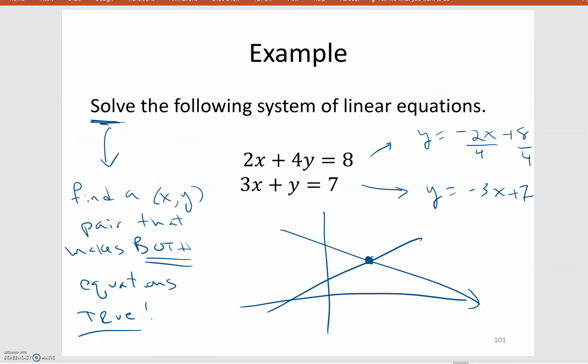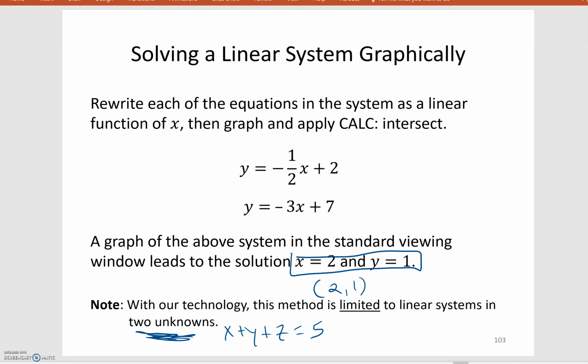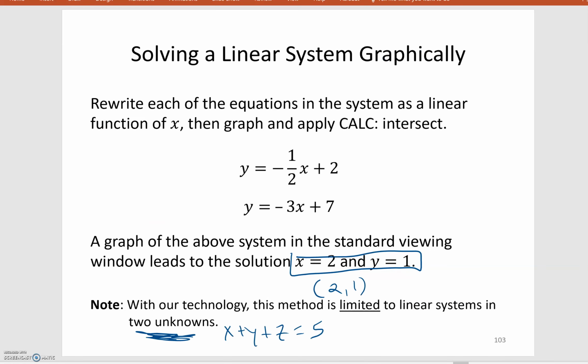Now remember, that was what we got right here when we solved, well, we didn't actually do it, but we talked about solving it graphically. It was 2, 1. So we've now solved it algebraically, using the substitution method, and graphically.